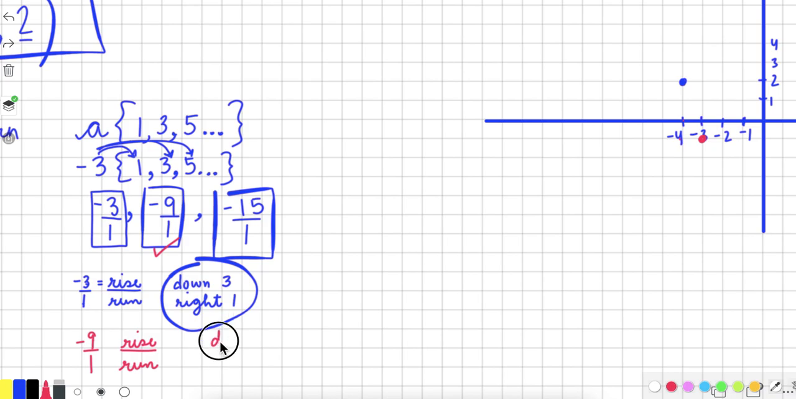Because it's a negative, we will go down by 9 units. Then the next run is positive 1. If it's a positive, we go to the right. So right by 1 unit here. And from which point are we going to do that here?